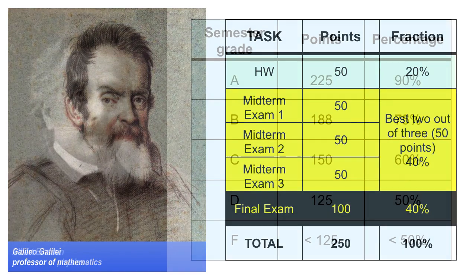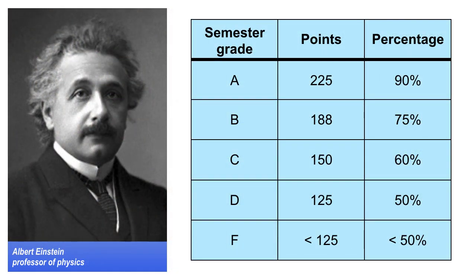Now, here's the grade scale for the semester: 90%, 75%, 60%, 50%, etc. So in terms of the points, 90% of 250 is 225. 75% of 250 is 188 or more. 60% of 250 is 150. All right, so if you want to get a C or higher, you got to nab 150 points. D or more is 125, half of the available points. Below that is an F.